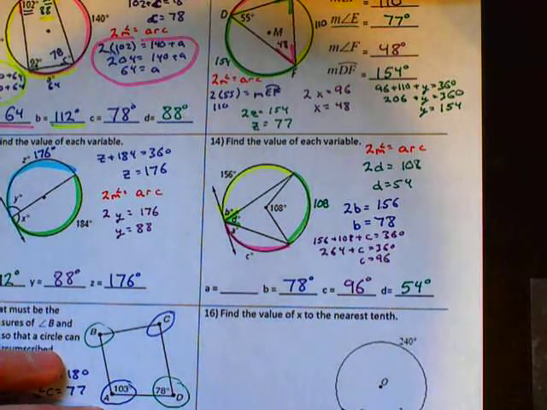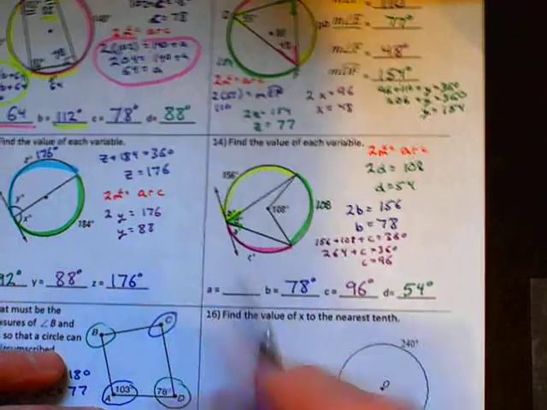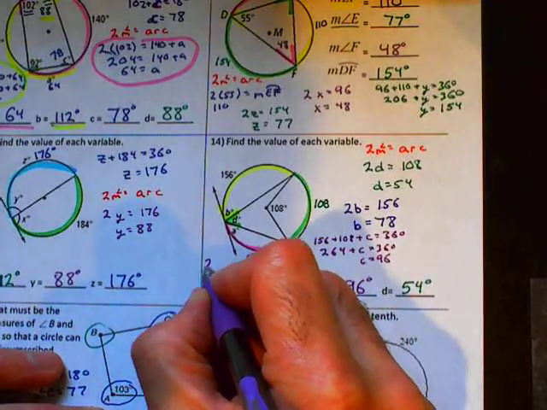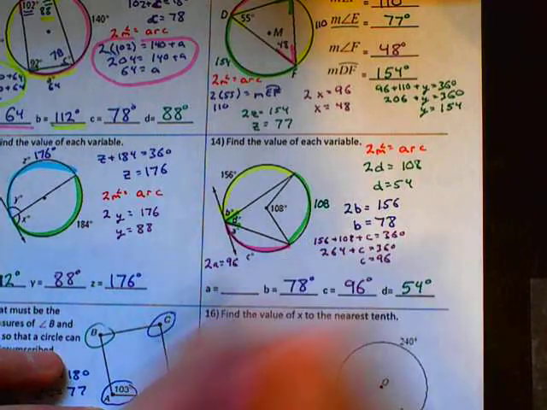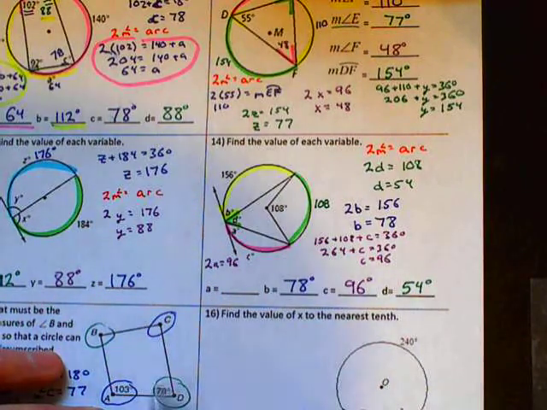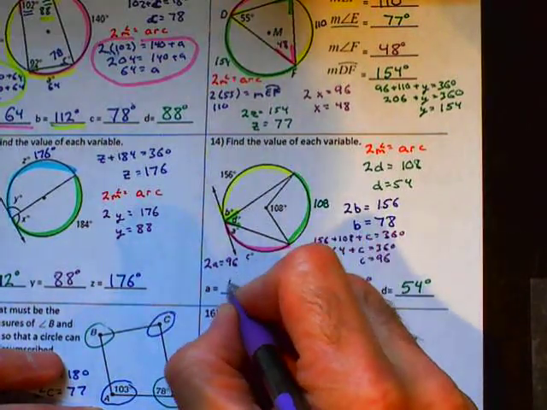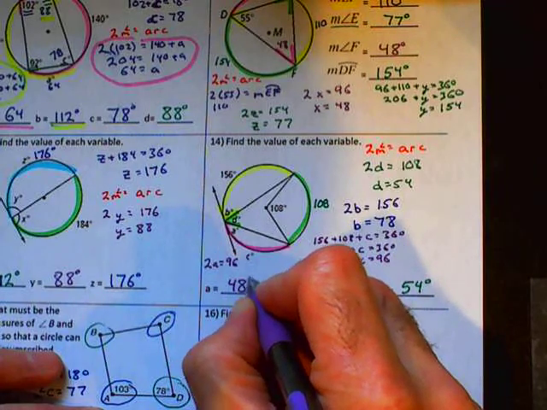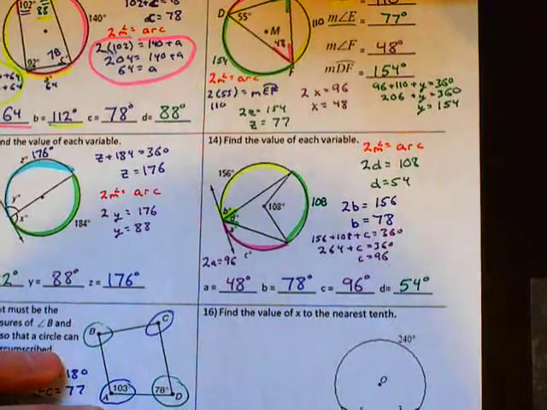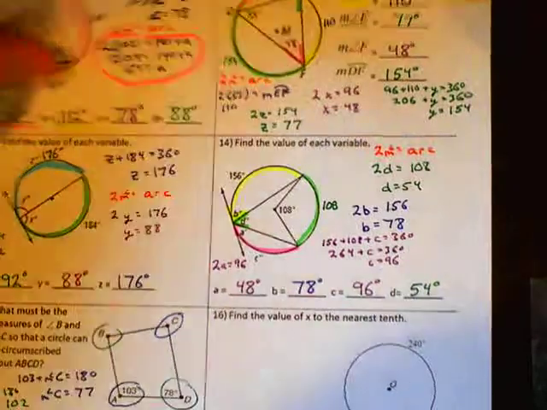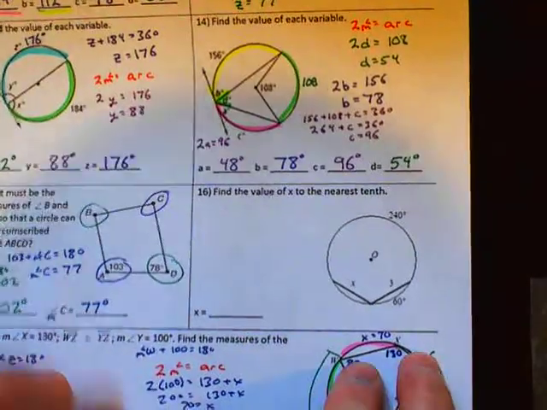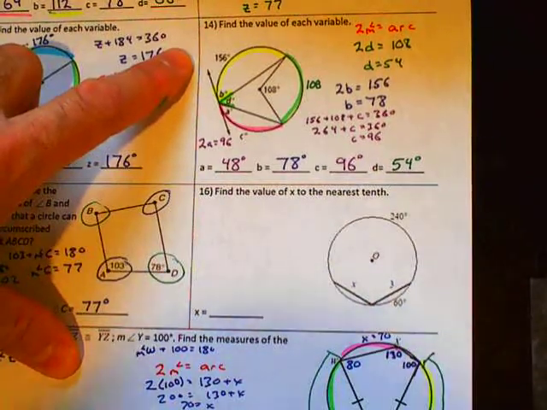Once you know that, you can go ahead and find A. 2 times A equals 96. You divide both of those by 2 and you get 48. That's all of number 14. One more problem. We'll go ahead and solve here.